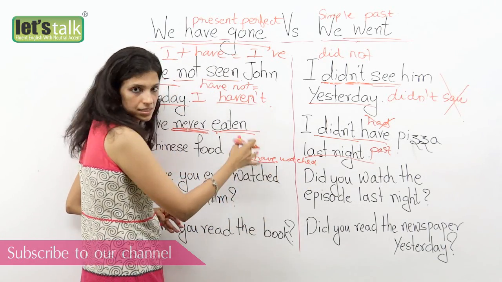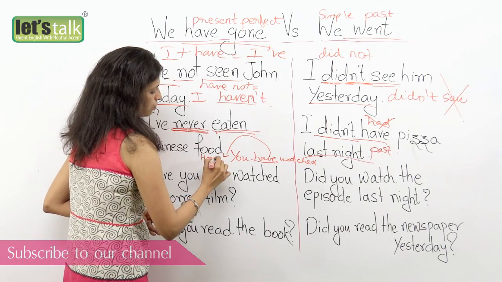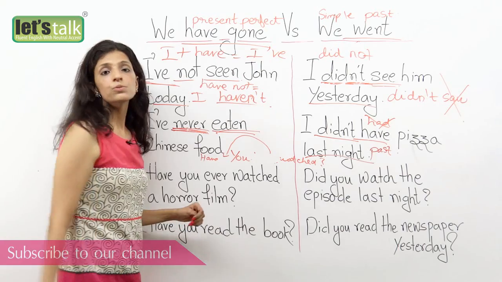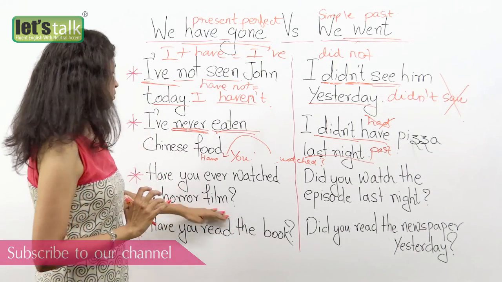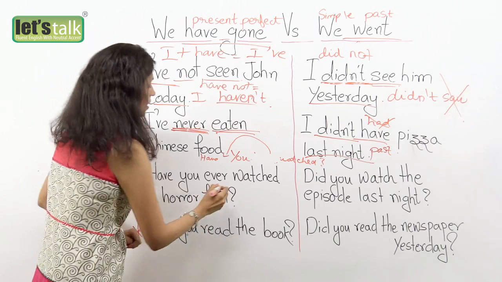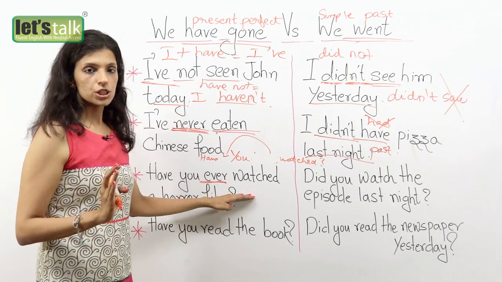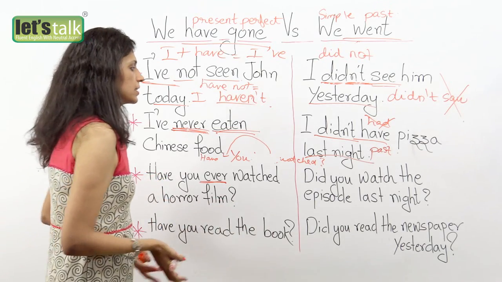Remove this, that's the supporting verb, and put it before the subject to make a question. That's all you need to do. Okay, but don't say you watched. No, it's have you ever watched a horror film? Now you see, again I'm using ever. That means till date, have you ever watched a horror film? Okay, now let's talk about a past time frame.